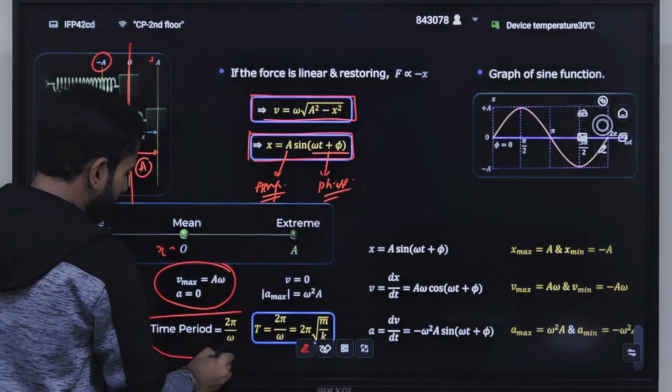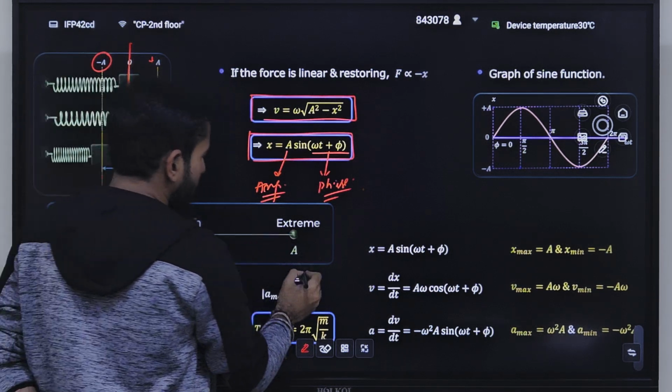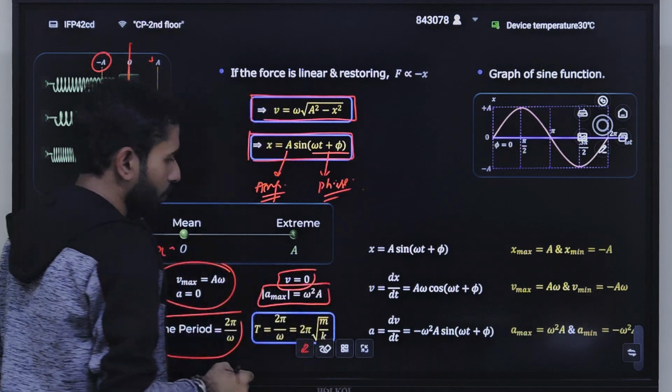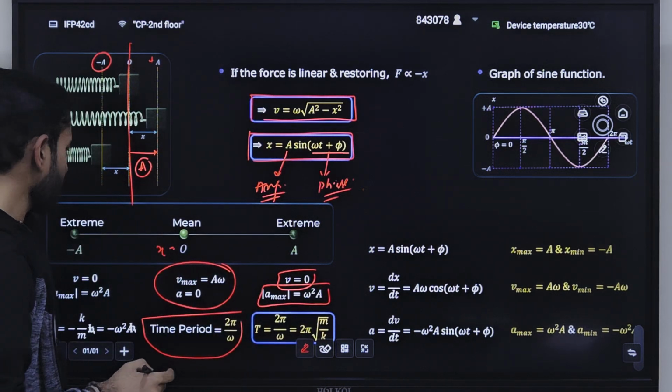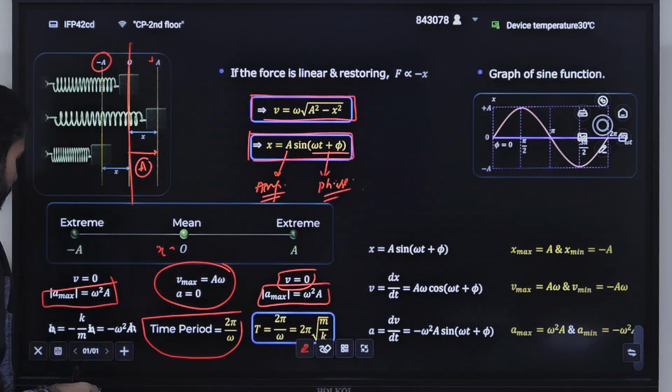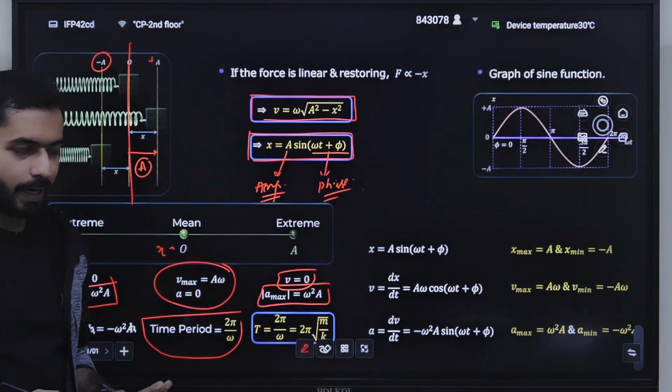Already I have told you that the time period is 2 pi by omega. At this position, velocity is 0 and acceleration is maximum, a omega square into a. On the negative extreme, again with the mod, it is omega square into a. These are the basic values I hope that you want to know.